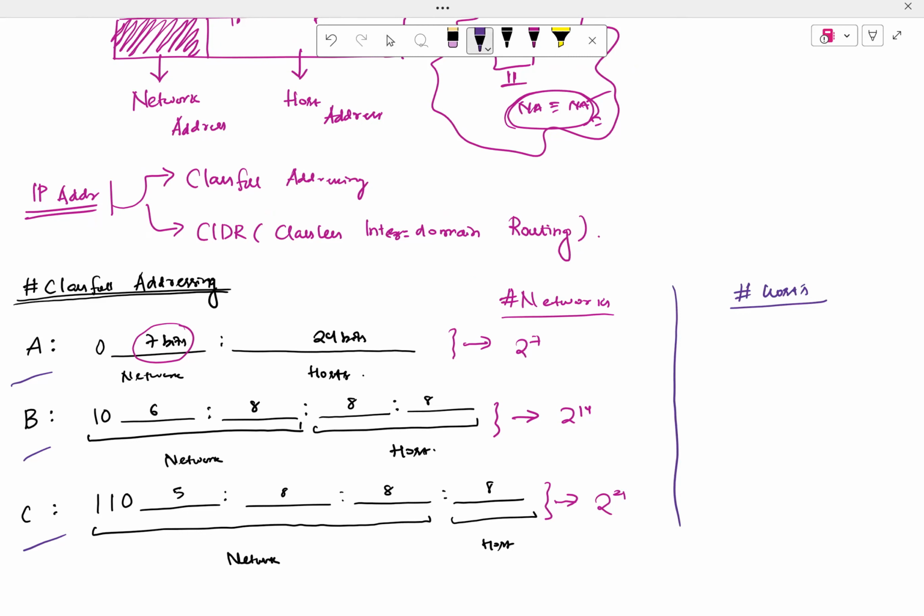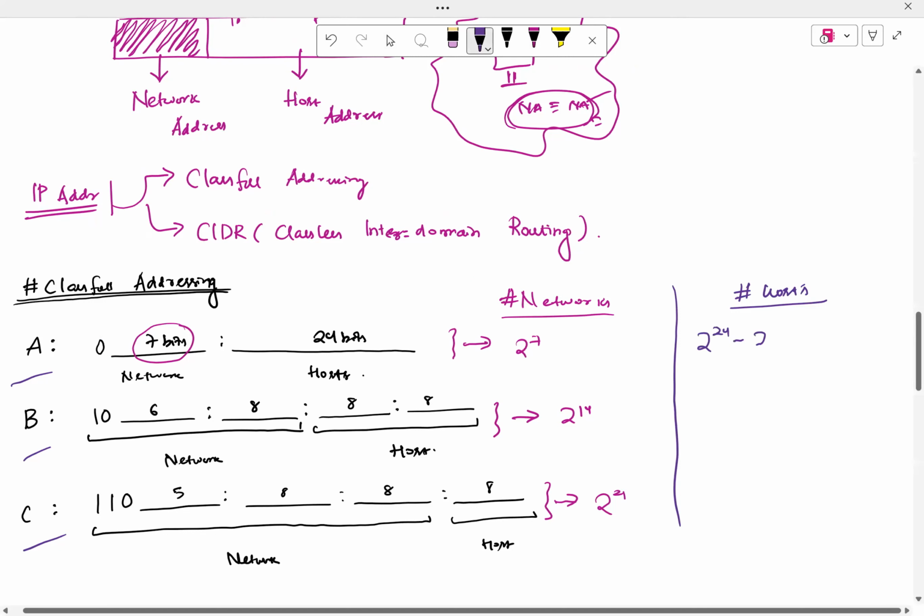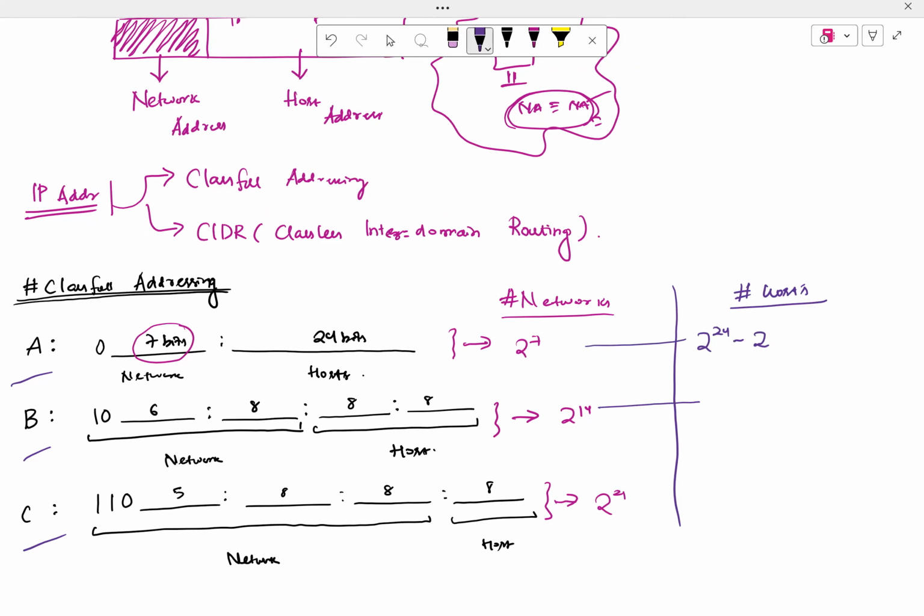In class A, we have 24 bits per host, so it will be 2 to the power 24 minus 2 number of hosts. For class B, similarly, it will be 2 to the power 16 minus 2, because 16 bits are for the host. And for class C, it will be 2 to the power 8 minus 2.